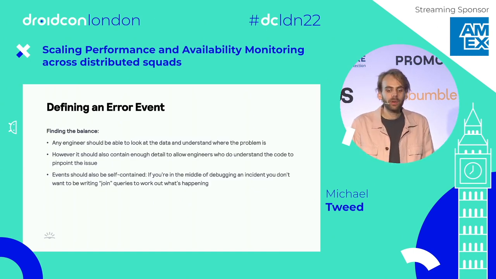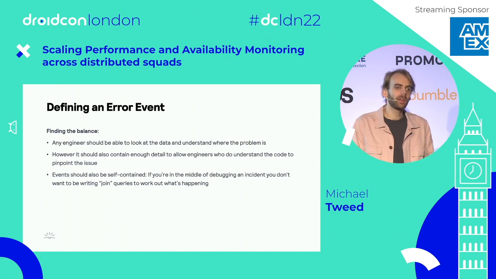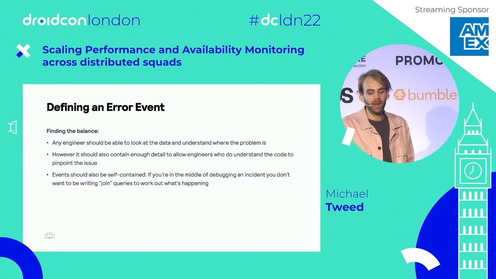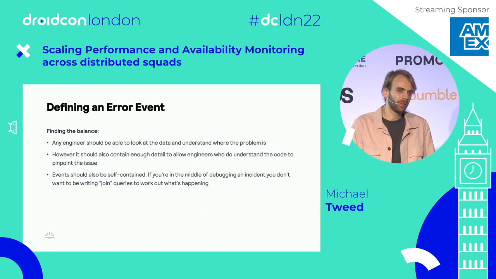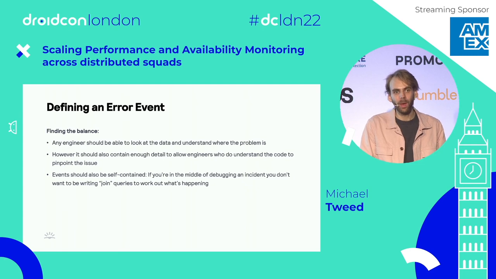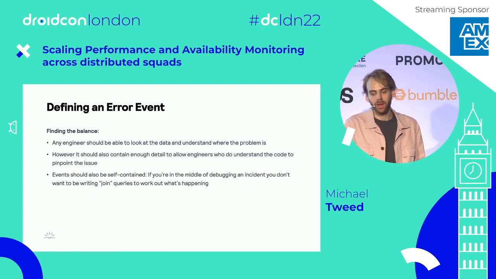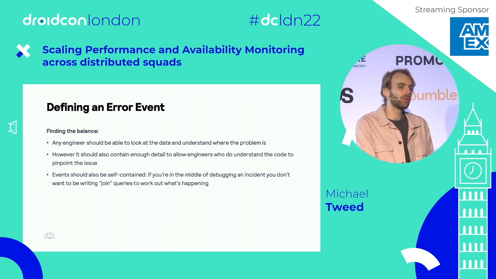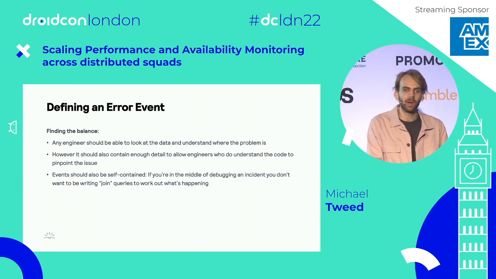So we did this to try and find the balance, and it's a very tricky balance to get, but any engineer should be able to look at this data and understand where the problem is. But also, it should contain enough detail for those engineers who really do know the code to actually work out exactly where it is. So again, that balance between what's too high level and what's too low level.